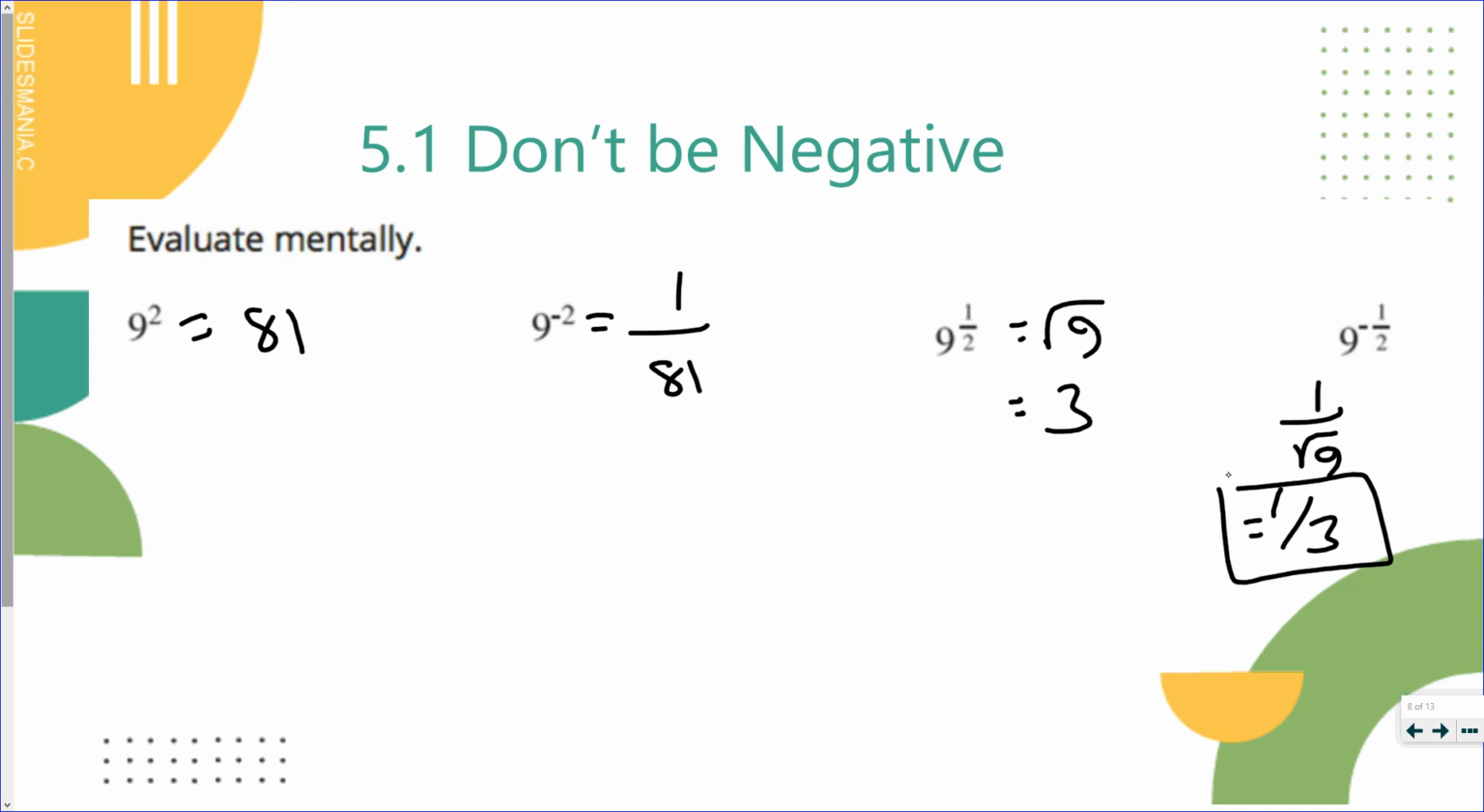Okay, so in each case, the best way that I can think about this is at first ignore the fact that it's negative and find 9 to the 1 half power. But then the negative comes in and it just makes your answer into a reciprocal.